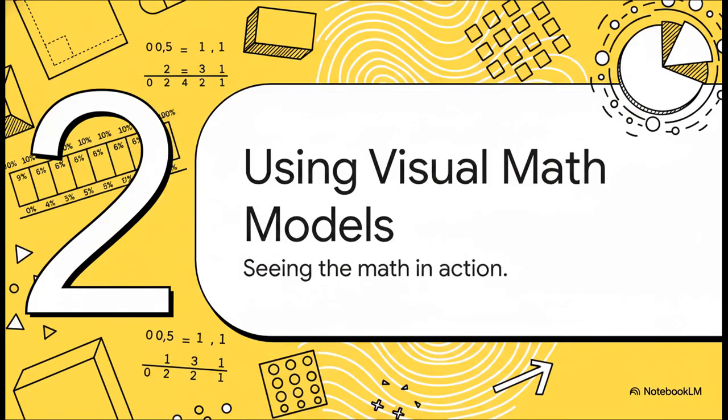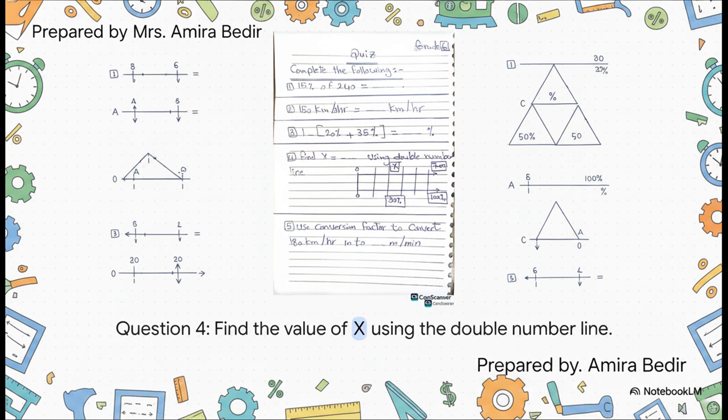All right, let's switch gears a little bit. We're moving on to visual math models. Now, these things are fantastic tools because they let you see the problem, which can make it so much easier to figure out what's going on. So let's take a look at question 4, which uses something called a double number line.